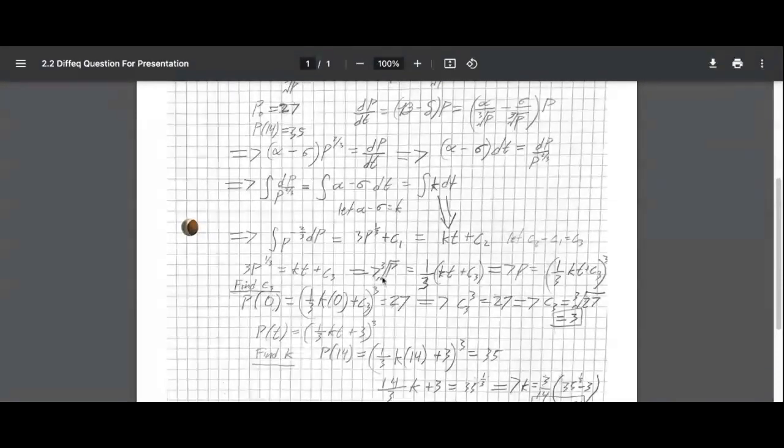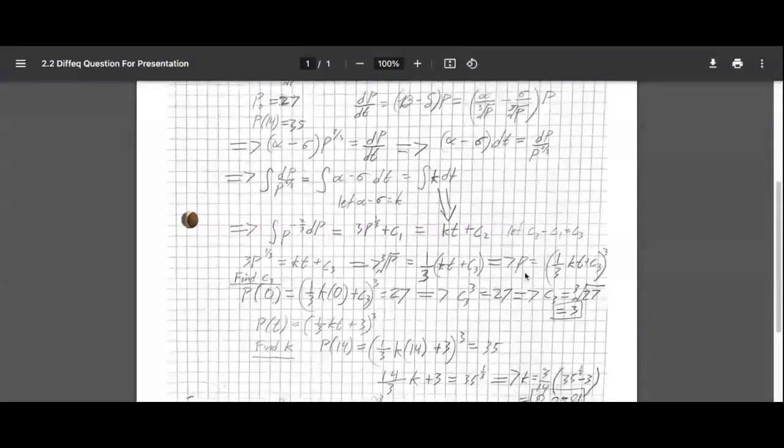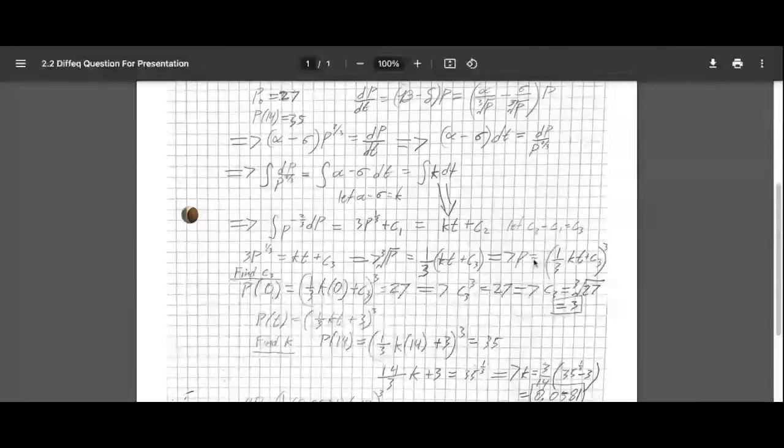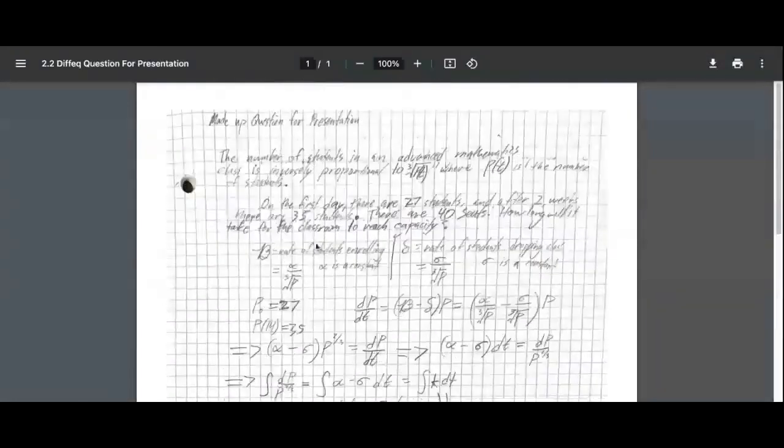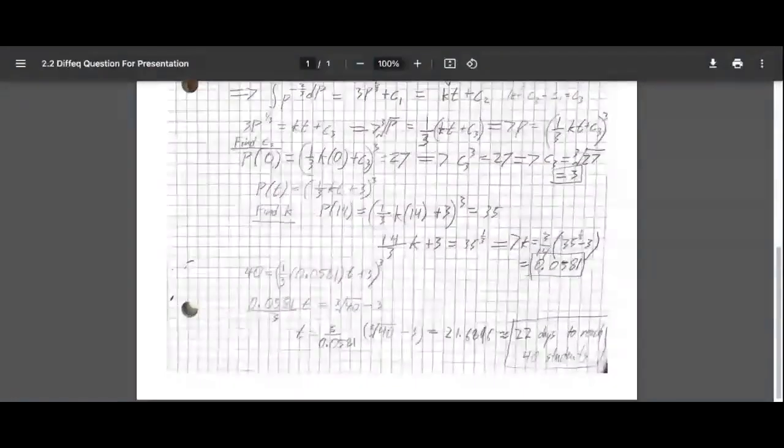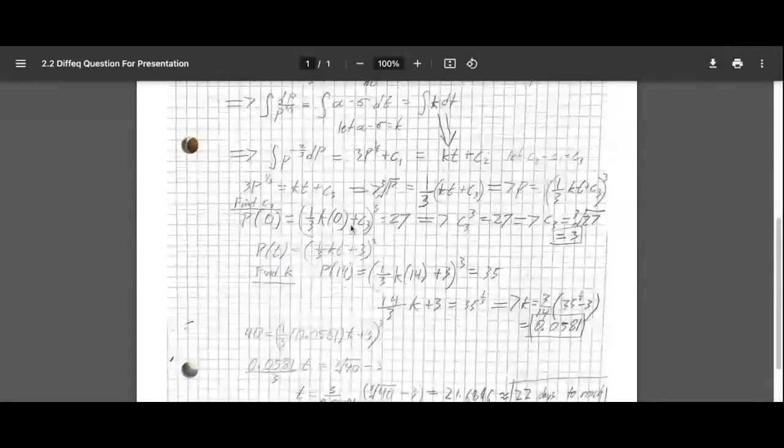And then we can further simplify this, because we're trying to just get population by itself as a function, by dividing both sides by 3. And so that's what we have right here in the middle. And then we can cube both sides to get p by itself. And so we're going to need to find the constant c, and we're going to go after the constant c instead of k first, because we have a time at 0, p naught equals 27. And so that's useful, because we won't need to deal with k, because it's going to be canceled out when we plug in the 0 for t. And then after some algebra, we find that c is equal to 3.